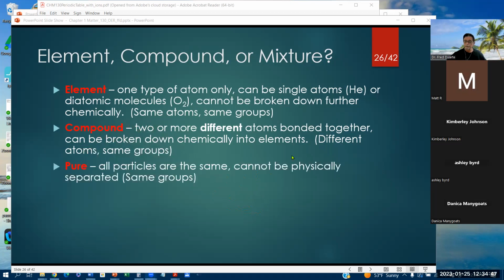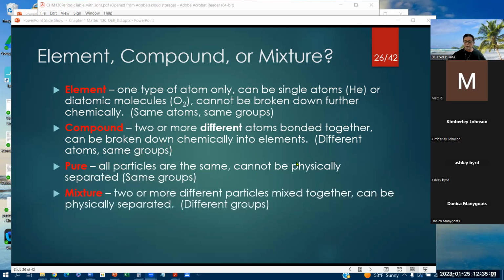And then, of course, pure materials: all the particles are the same. There's nothing to separate from anything. It is a pure component of whatever you're looking at. Unlike a mixture, which is made up of two or more particles or pure compounds all mixed together, and we can actually go in there physically or chemically and remove the different components of a mixture.